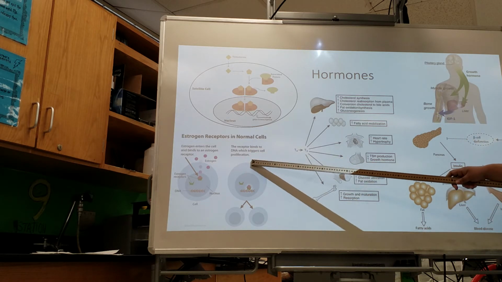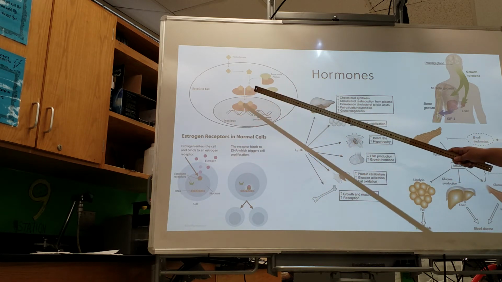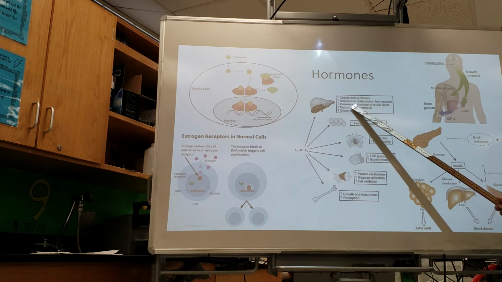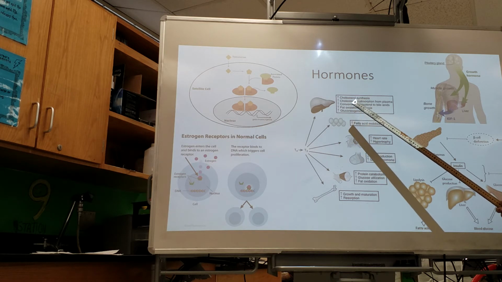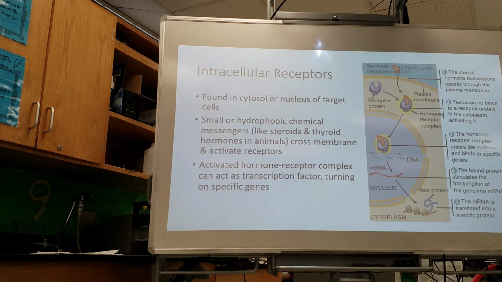Here is estrogen acting on estrogen receptors inside of a cell. Here's testosterone acting on a testosterone receptor inside of a cell. And this is thyroid hormones, or some of the hormones released by the thyroid gland, and what effect they have on different organs. So you'll see more fatty acids released, make more cholesterol, reabsorb cholesterol, make it into bile, make some fat. So there are various things happening when thyroid hormones are released.